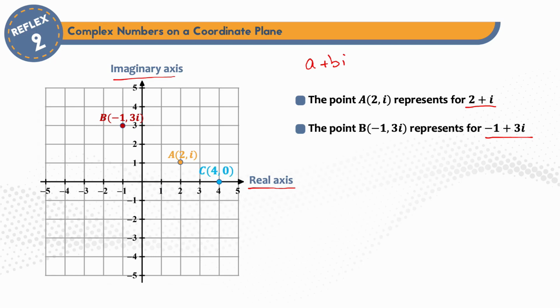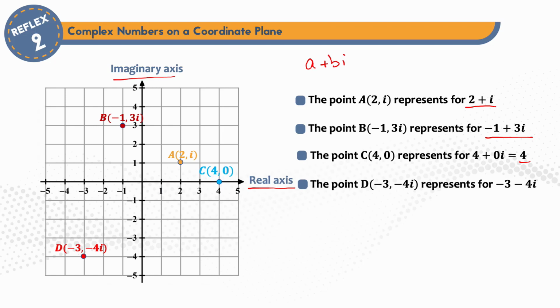We have C, which is 4 comma 0. That point is represented as 4 plus 0i, which is just the number 4. Then we have point D, which is negative 3, negative 4i. That point is represented as negative 3 minus 4i as my complex number.